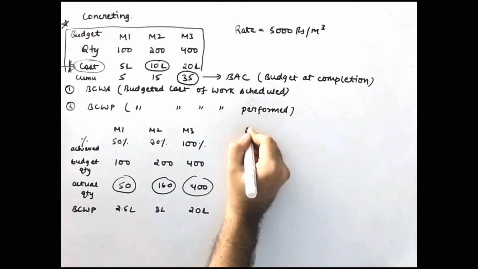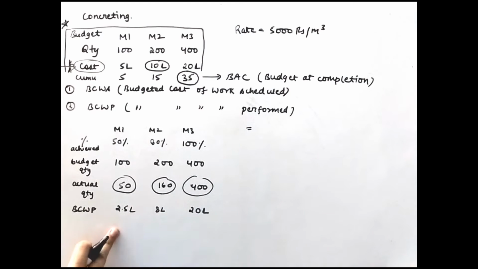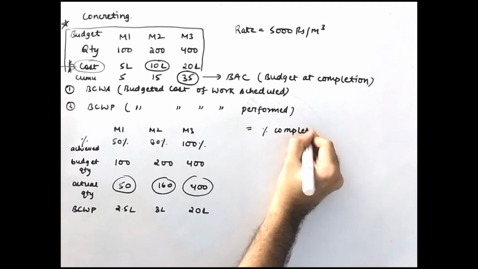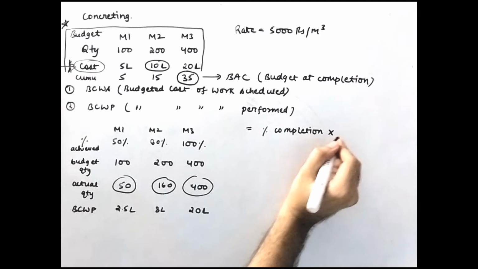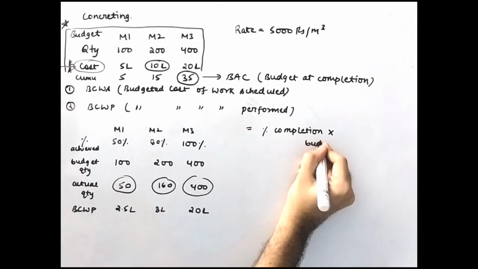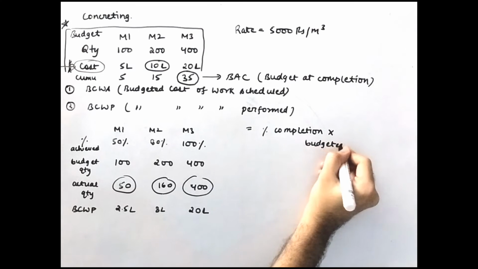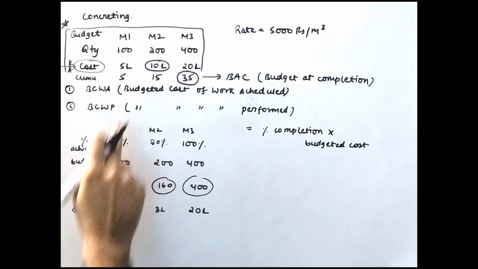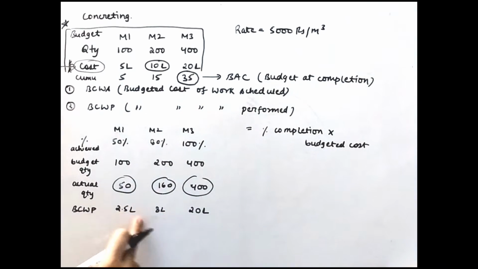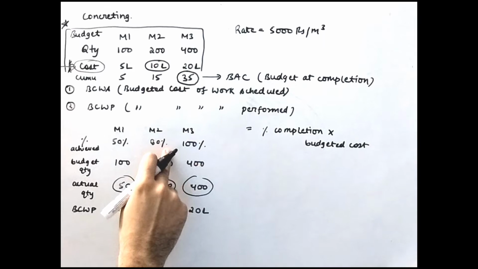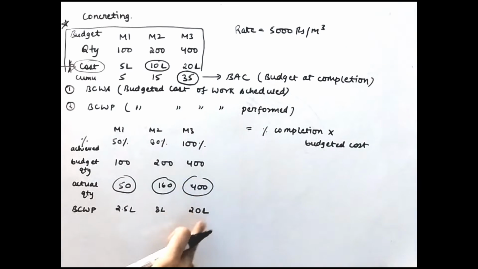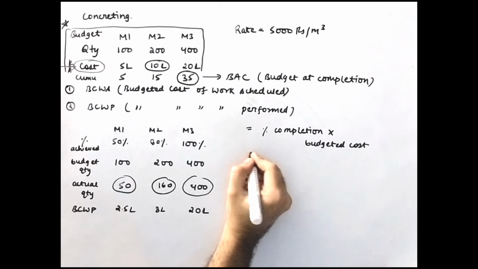The formula for BCWP is, indirectly you can calculate this instead of going with these quantities and all, percentage completion multiplied by your budgeted cost, I would say. If you multiply 5 lakh rupees with 50%, then also you will get 2.5. 10 lakh rupees with 80%, then you will get 8 lakh rupees. 20 lakh rupees if you multiply with 100%, then you will get 20 only. So this is the formula.